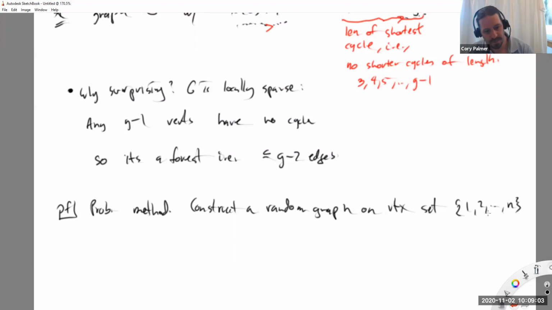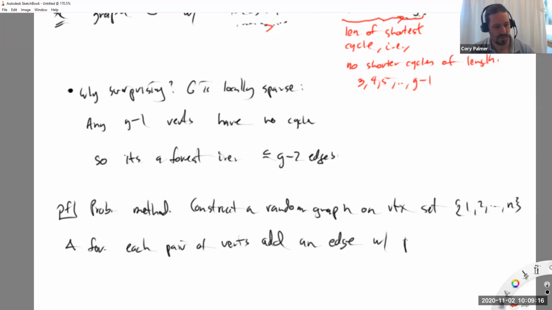Okay, so I've got my vertex set, and what I'm going to do, for each pair of vertices, add an edge with probability p to be determined. Not too long though. We'll be determining it in a couple lines here. All right. So how does this work? I have some edge probability, and for each pair of vertices, I flip a biased coin. If it comes up heads, I add the edge. If it comes up tails, I don't add the edge.